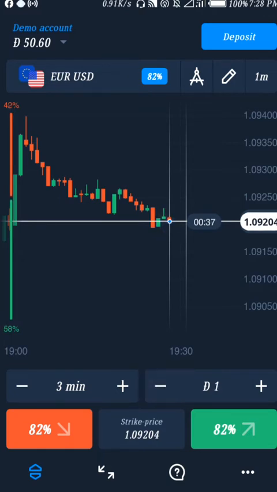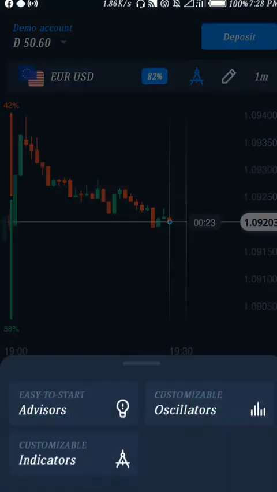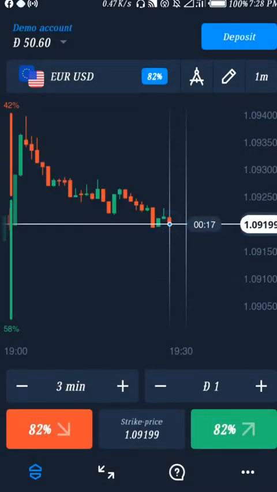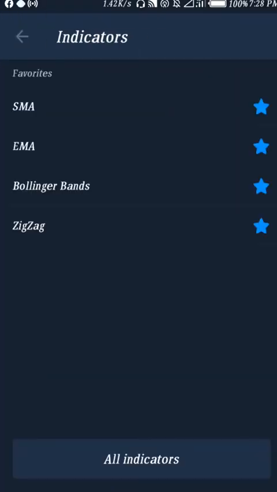So the first thing I'm going to do is to enter the EMA. The EMA means exponential moving average. All right, so for you to do that, you see this icon that looks like A. All right, you tap on it, and over here you see indicators, you see oscillators. So you come to indicators. Okay, I'll select indicators, and over here you can see that I've starred these ones here. That's because I've made them my favorite.